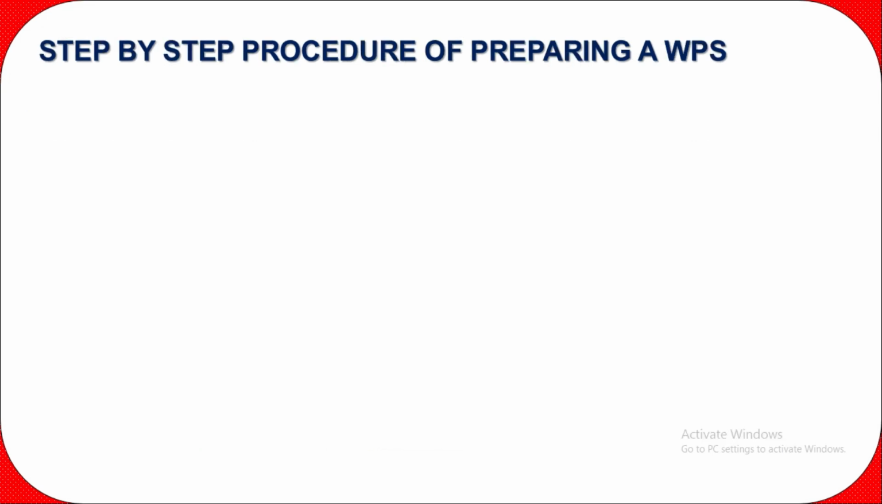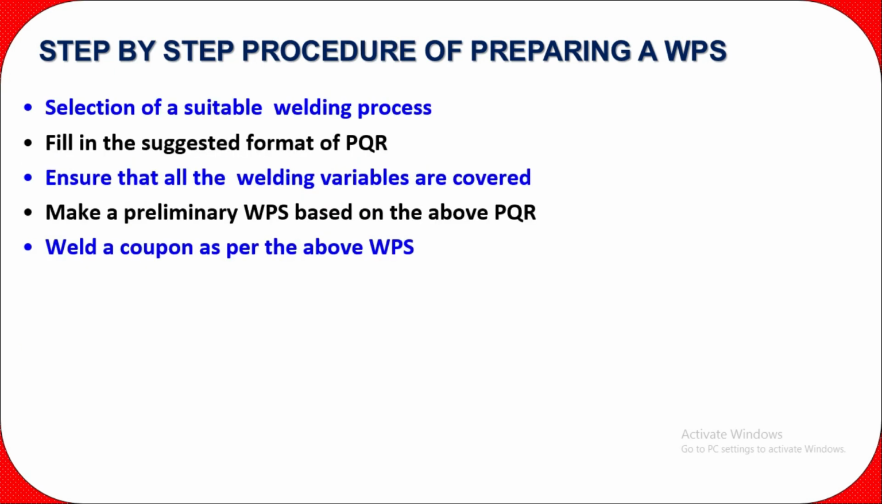Now you see the step by step procedure for preparation of a WPS. First is selection of a suitable welding process. So this is very important. Without the welding process, we cannot prepare the WPS. First we should know which welding process, SMAW or GMAW or GTAW, which one.